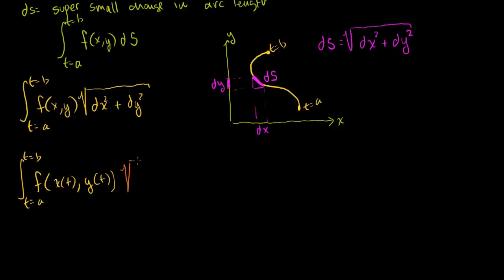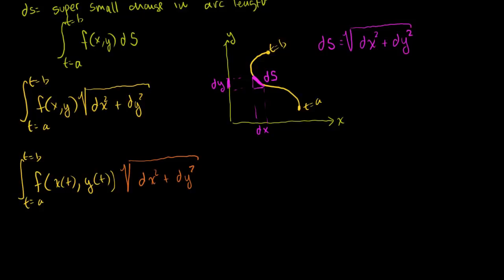I'll do it in orange. Square root of dx squared plus dy squared. But we still don't have things in terms of t. We need a dt someplace here in order to be able to evaluate this integral. And we'll see that in the next video when I do a concrete problem. But I really want to give you a sense for the end product, where the formula we're going to get at the end of this video comes from.